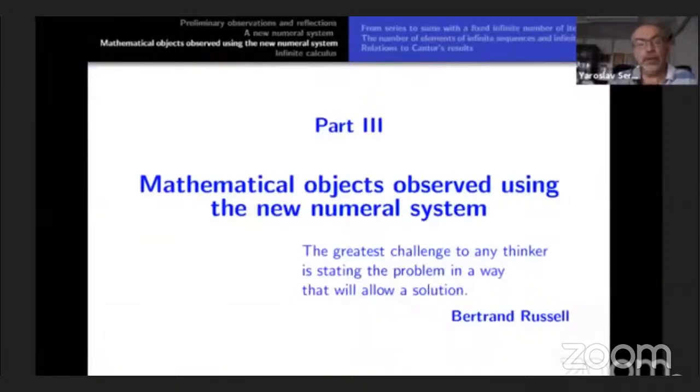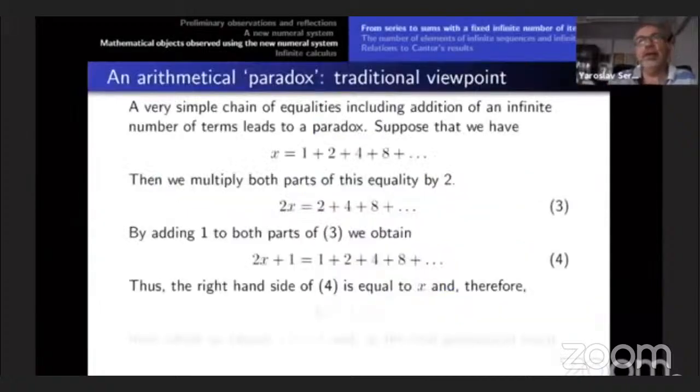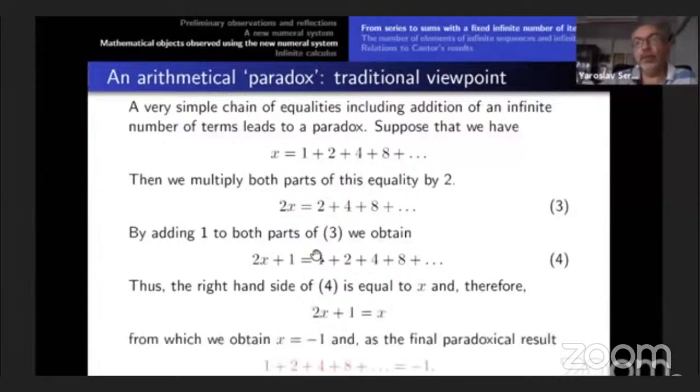Now, let us say a few words, as I am close to the end of the lecture, about some arithmetical paradox. So suppose we are in the traditional fashion. Suppose that we have x, we multiply both parts by 2, then we add 1 on the left and on the right. So what do we have here? We have x. We can substitute. We obtain 2x plus 1 is equal to x, simplify, and obtain x equal to minus 1.